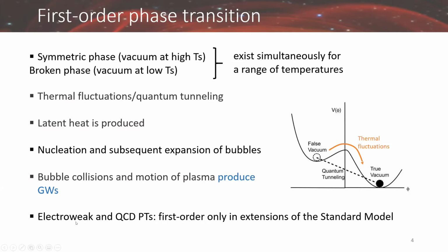These transitions do not have to be in the dark sector. For example, in the standard model, you have the electroweak phase transition and also the QCD phase transition, but they're only first order in extensions of the standard model. So you only get a significant gravity wave signal if the transition is first order.